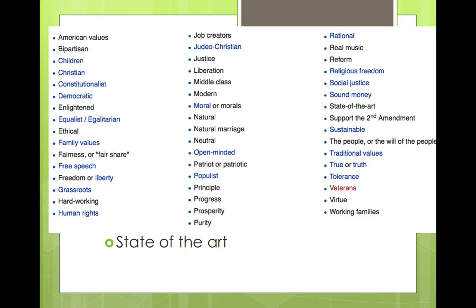Human rights, populist, patriot, or patriotic. Again, what does that mean? Just because I'm in the Navy, does that make me patriotic? If I had a flag on a hat, does that make me patriotic? What exactly does that mean?